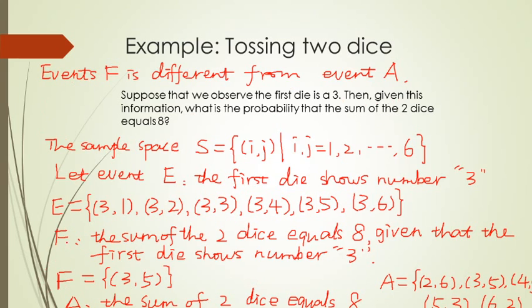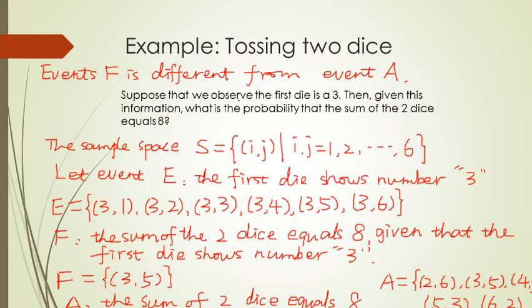And how can we call this event F? So this event F, with the given condition, given information here, we only have one outcome. What is this given condition? That is based on another event E, right? The given condition is the first die shows the number 3. That means given that the event E occurs, which gives all those six outcomes, right? Now, let's read the question again.